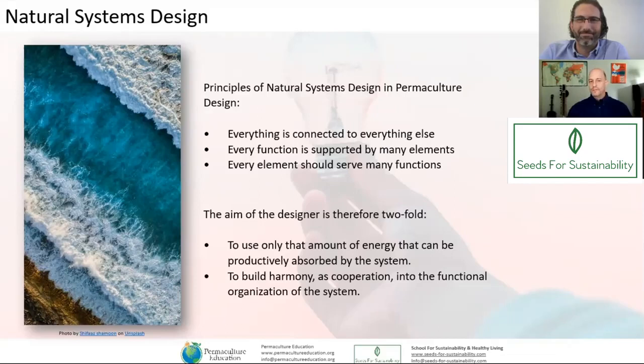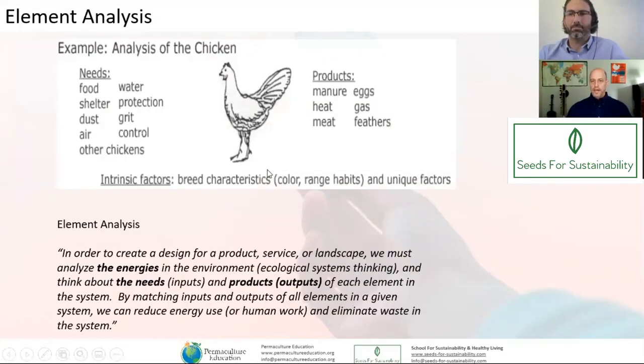Now, in natural systems design, in permaculture, we start with element analysis. So if you're looking at an industrial process that's going to produce a product, or if you're going to look at a farm, you have lots of different elements that are going to be put together in this farm to create a working integrated system.